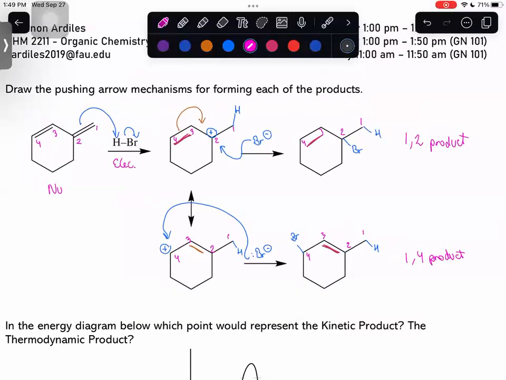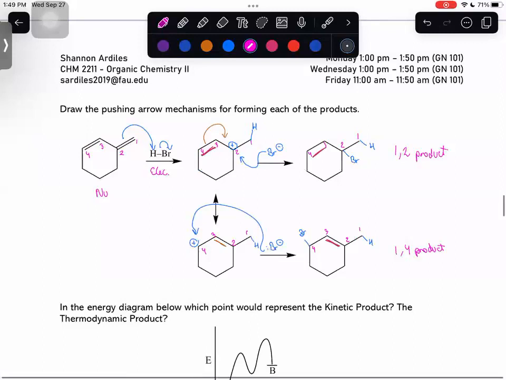Okay. So now we know how to get to the 1,2 and 1,4 product. We just have 1 minute left, so I'm going to leave the kinetic and thermodynamic product for next time on Friday. Okay. Diels-Alder. He started introducing it.